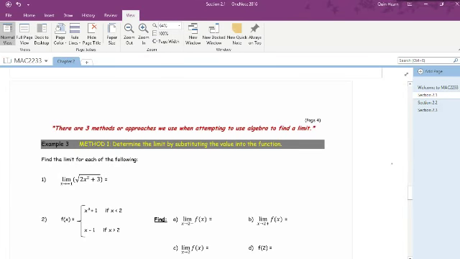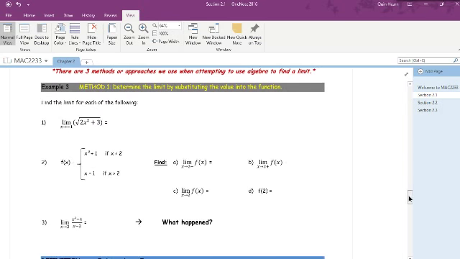So the next thing that we're going to look at is there are 3 methods or approaches that we use when we're trying to find the limit of a function that we're given algebraically as a formula. So we're going to look at this example where you determine the limit just by substituting the value into the function. That's right, Taylor, we're continuing section 2.1 right now. We have a little bit to finish up before we go on to 2.2 and 2.3.